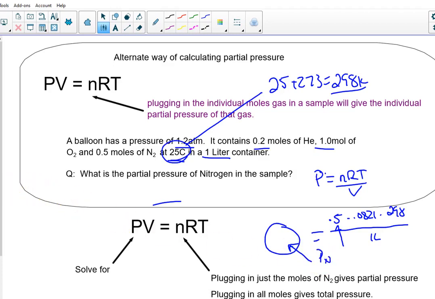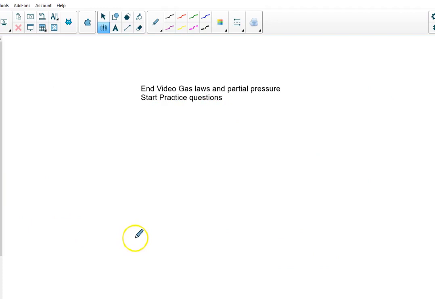Alright, next one. It looks like we're ending here. Again, a review of what we just covered: PV equals nRT. We probably could have done a few more examples solving for some of these. Essentially, given conditions, solve for the missing piece.